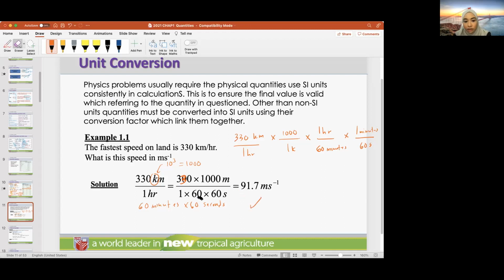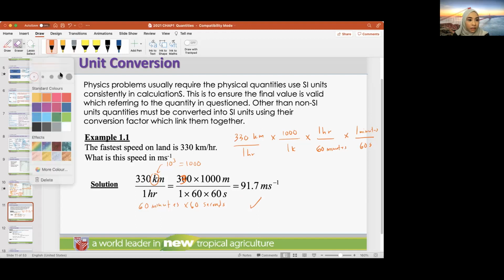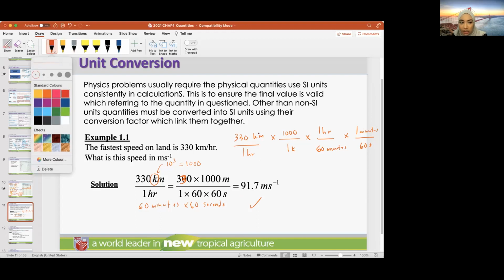Okay, I'm just giving you another approach to do it. So 330 kilometer per hour, I want to get rid of kilo. I don't want to get rid of the meter, I just want to get rid of the kilo. So 1 kilo is equal to 1,000 or 10 to the 3.